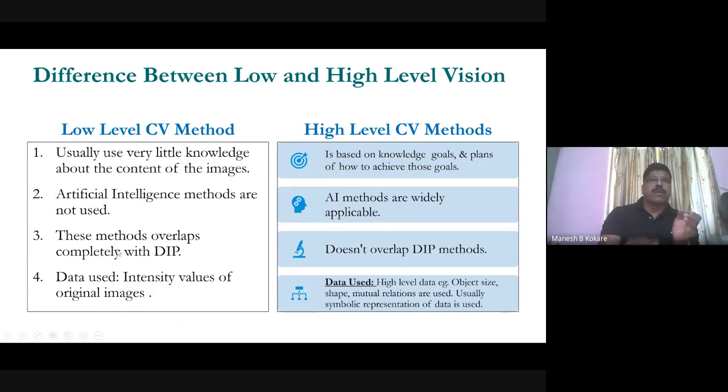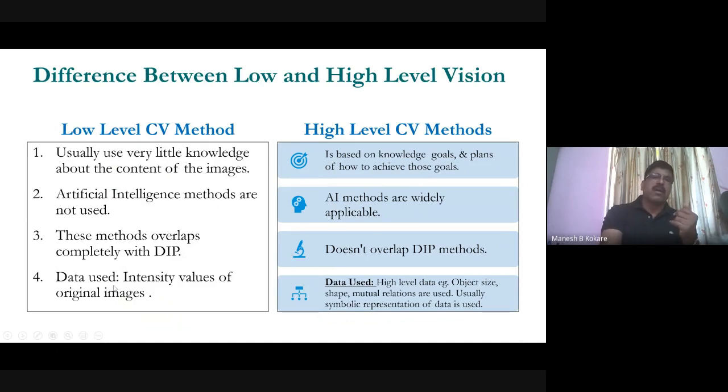Then the third difference between low-level and high-level computer vision is that these methods completely overlap with digital image processing. DIP means digital image processing. Most of the low-level computer vision methods completely overlap with DIP, whereas high-level computer vision methods do not overlap with DIP methods, because here your input is some image but your output is something different or meaningful information and so on. So it does not overlap with the DIP methods.